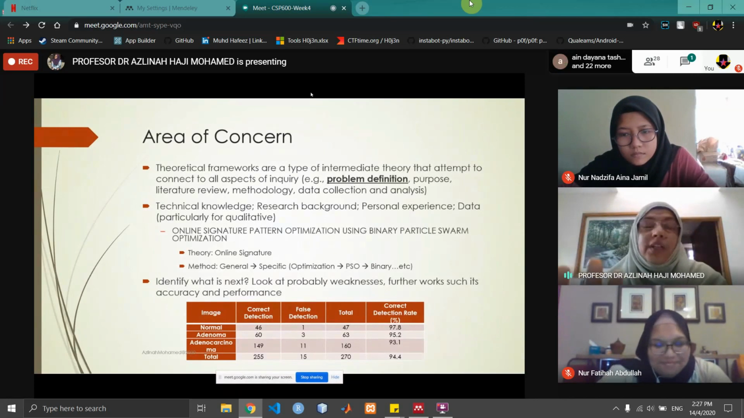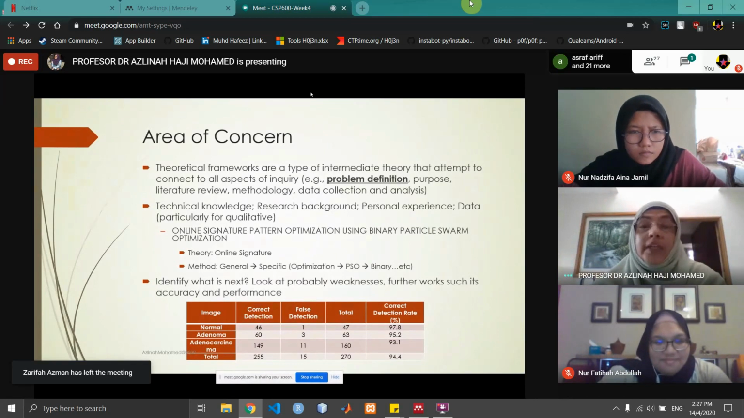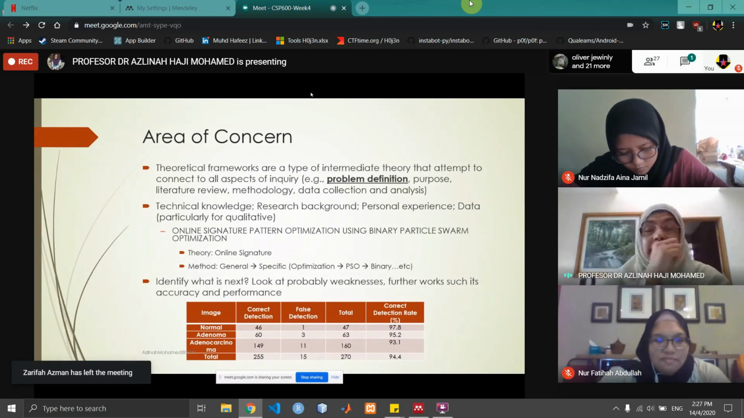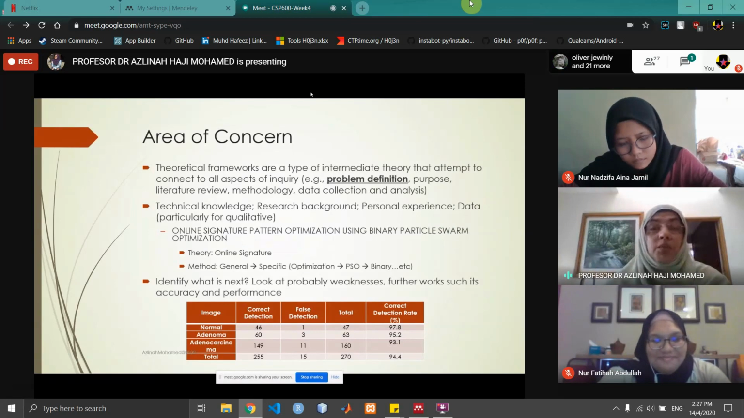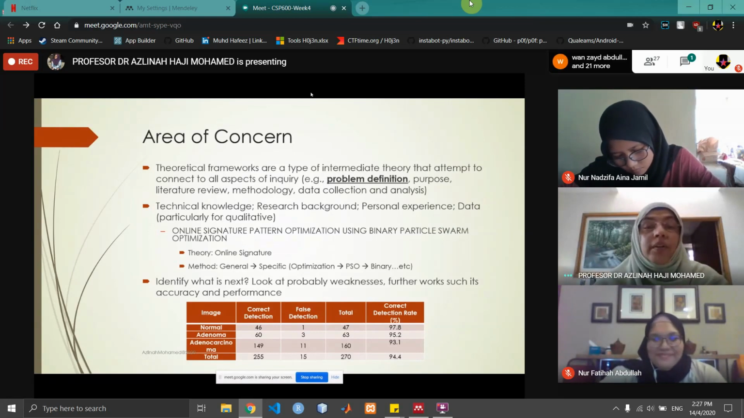Okay. So in general, it's optimization. When you go specific, you will go to PSO, and then you will go to binary. In his case, he's talking about binary, and there are so many other techniques available in optimization, which you can also have a look at. So this is how the formation of your theoretical framework will look like. Okay, that is the idea of how you actually build your theoretical framework.